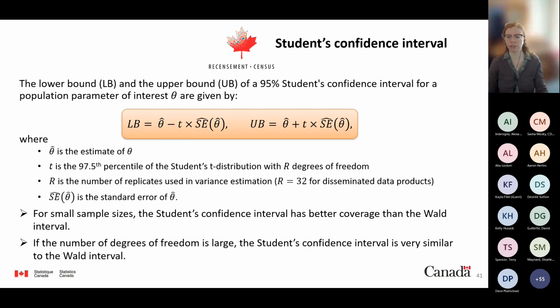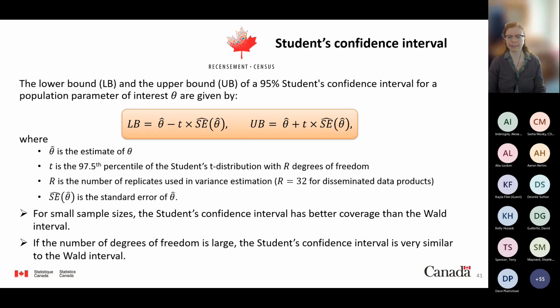So the first method used to construct confidence intervals for long form estimates is the Student confidence interval. And again, this is the method used for all statistics other than proportions and counts. The form of this interval is very similar to the Wald interval. So I'll only point out the one difference here, which is that this interval is based on a Student's t-distribution rather than a normal distribution.